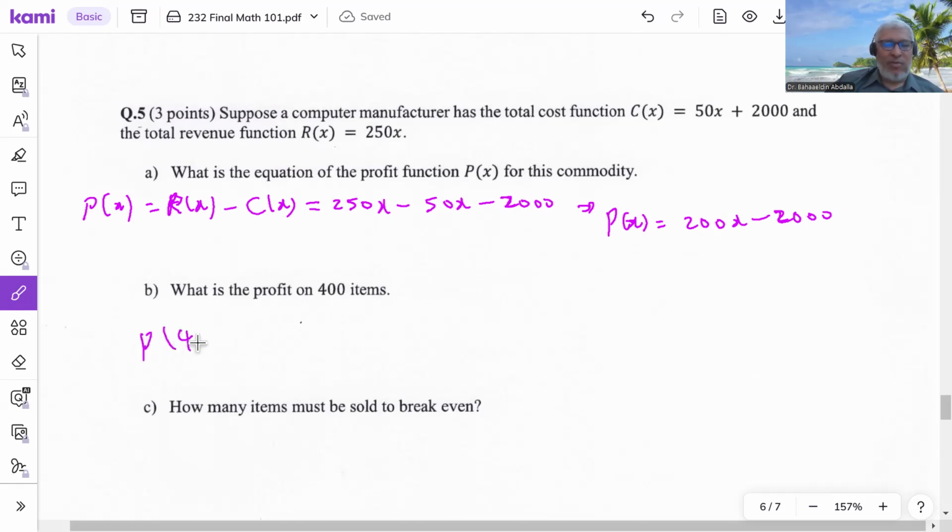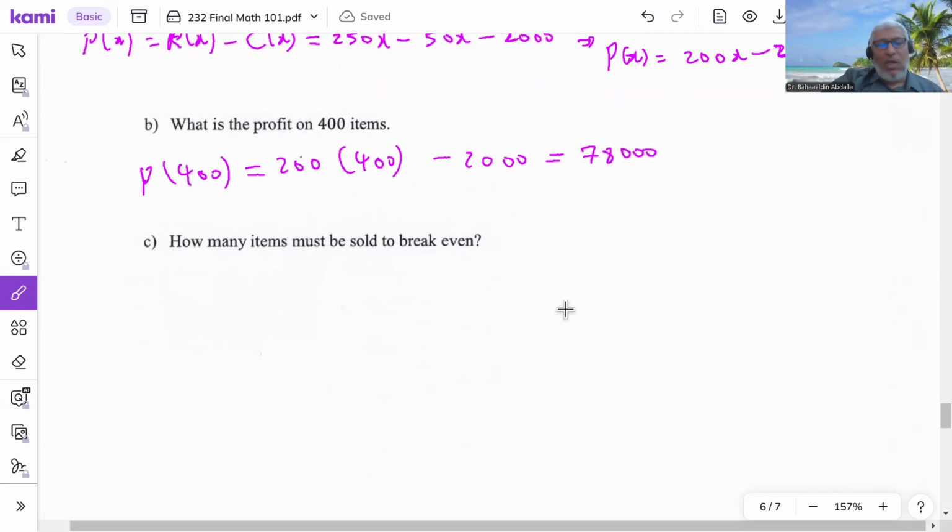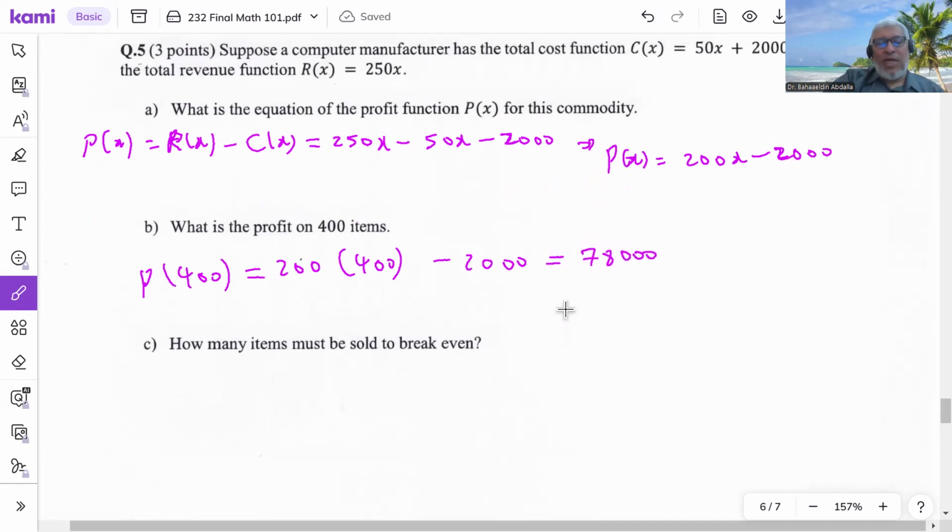He's asking about P of 400. So it would be 200 times 400 minus 2000. And if you put the answer in the calculator, it would be 78,000. Okay, let me check. Yes.